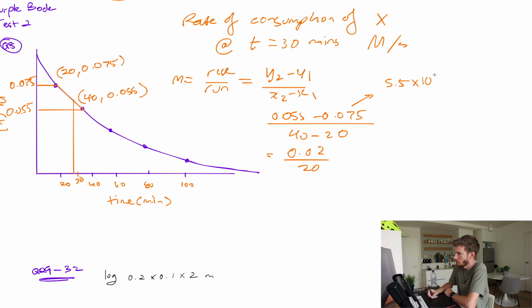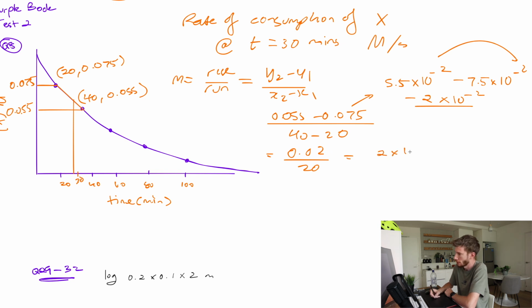But you might also want to write these as 5.5 times 10 to the negative 2 take away 7.5 times 10 to the negative 2. And because they've both got 10 to the negative 2, you can do 5.5 take away 7.5 is negative 2 times 10 to the negative 2, like that. And that's the same thing as 0.02. So that's where we're going to jump in now.